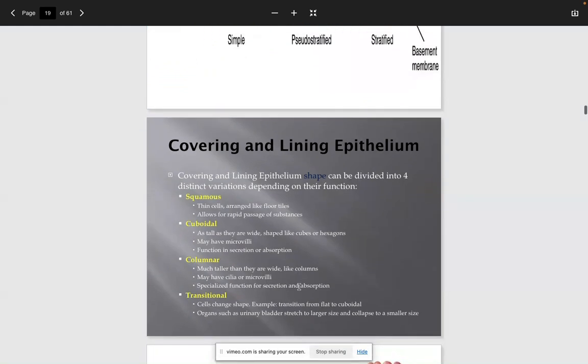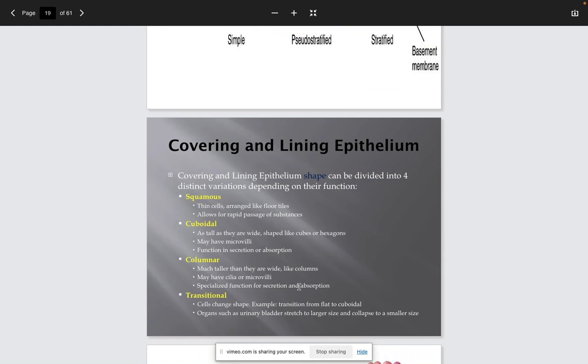Now let's talk about the shape. You have squamous, cuboidal, columnar, and transitional. Squamous, these are going to be thin cells arranged like floor tiles. They're kind of square shaped. These allow for the passage of substances. Cuboidal are going to be wide, shaped like cubes or hexagons. Remember, they have the cilia or flagella present that are kind of like microvilli, and that's going to be responsible for absorption. Columnar, they're going to be much taller than they are wide, kind of like a column. Again, these also have cilia and microvilli present as well, responsible for absorption or secretion.